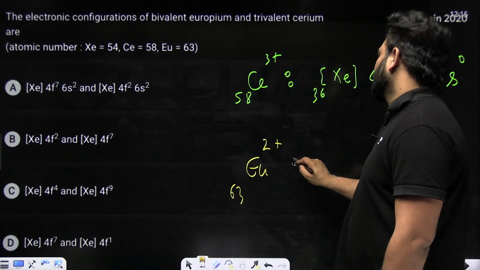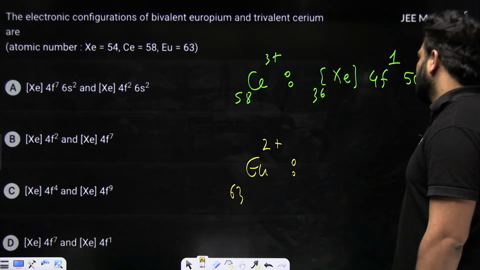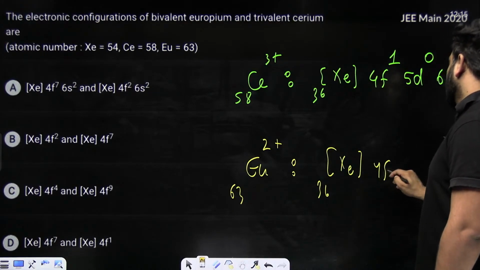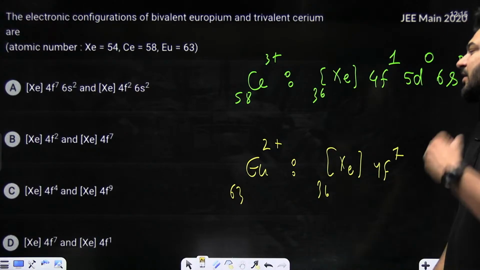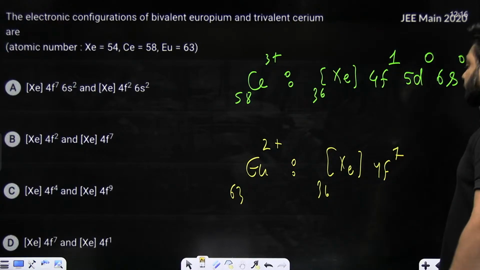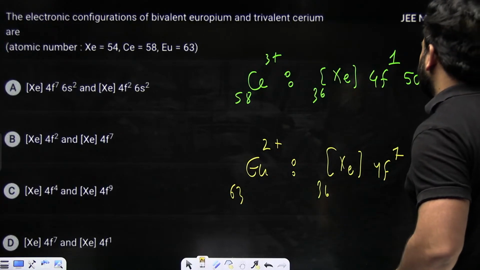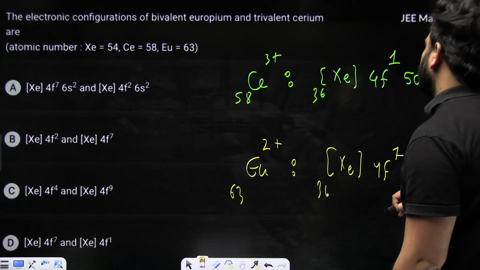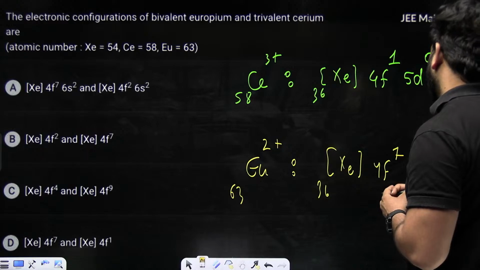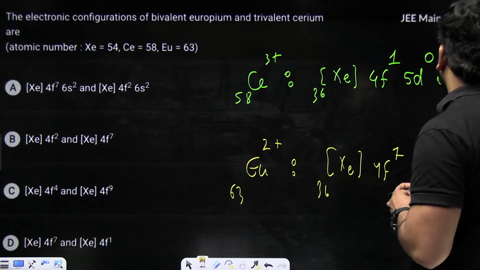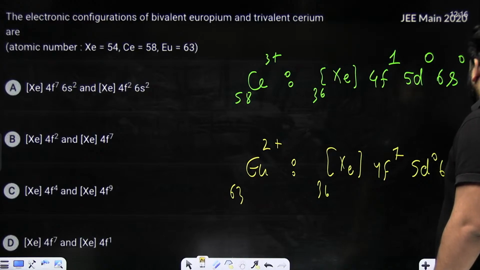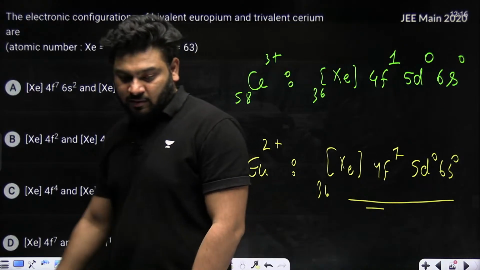Now let me think of the another one, which is europium, and europium is 63 with a 2 positive. I remember this comes up as xenon 4f7. So how many electrons are extra from there? 58 to 63, so 5 will be in this, it will become 5d0 and 6s0. This is the correct electronic configuration.